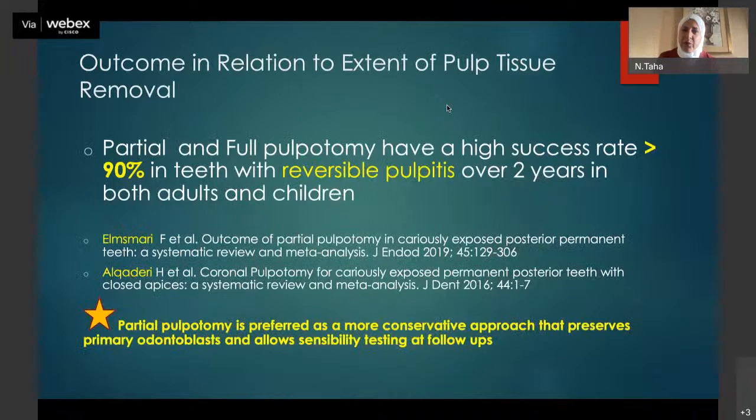So is there a difference between partial and full pulpotomy? Actually, both were found to be successful by reviews by El-Mesmari et al. and Al-Qadiri. In cases of reversible pulpitis, the success rate was above 90%, but I will always attempt partial pulpotomy first to conserve primary odontoblasts and be able to do a sensibility test. So if partial pulpotomy works, I will retain the remaining healthy coronal portion of the pulp. I will not attempt full pulpotomy since partial is highly successful as well.